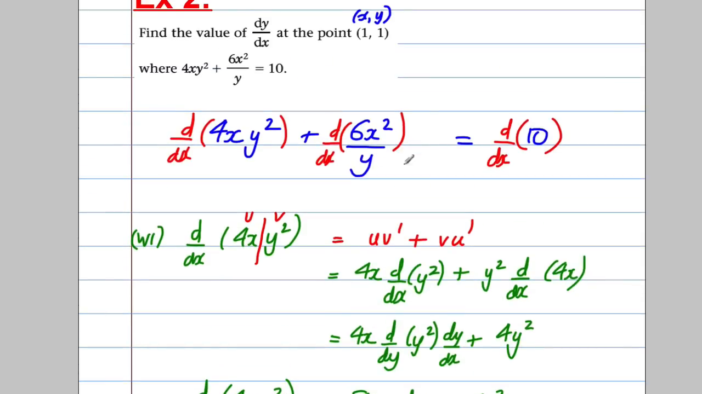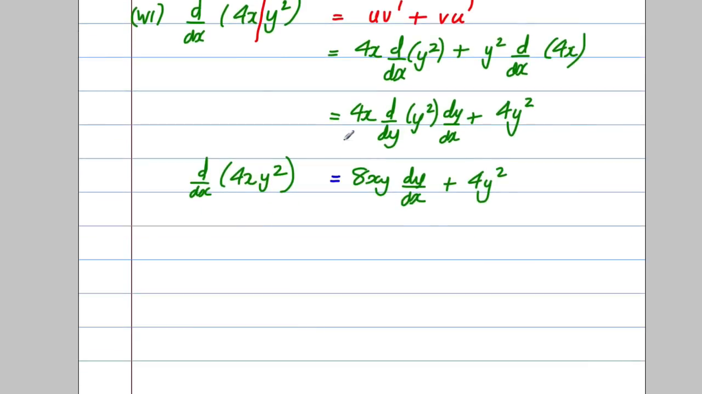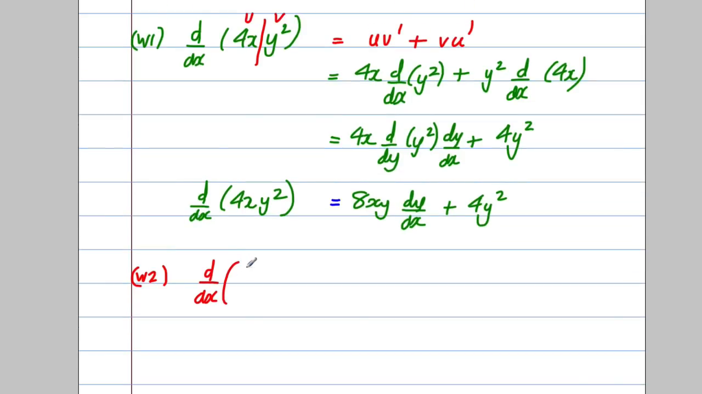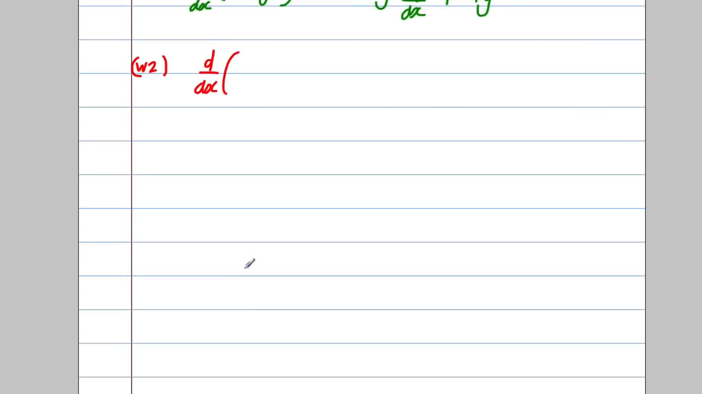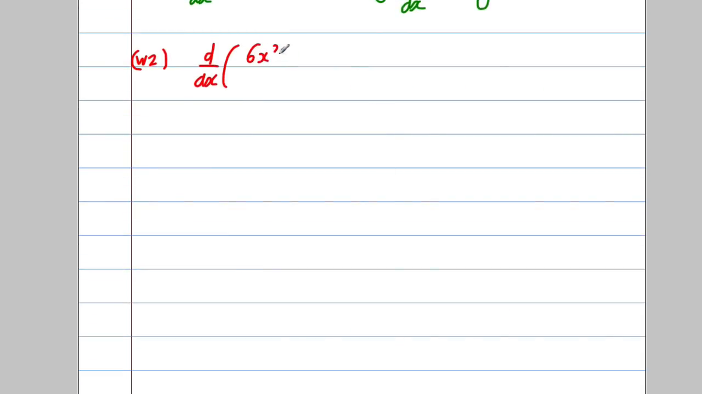Now working 2, I'm going to have to differentiate this thing here. So let's do a different coloured pen here, working 2. I want to work out d by dx of a quotient, of a fraction. So it's 6x squared divided by y. Now you should realise that's u divided by v, and applying the quotient rule, this would be vu dash subtract uv dash all divided by v squared.